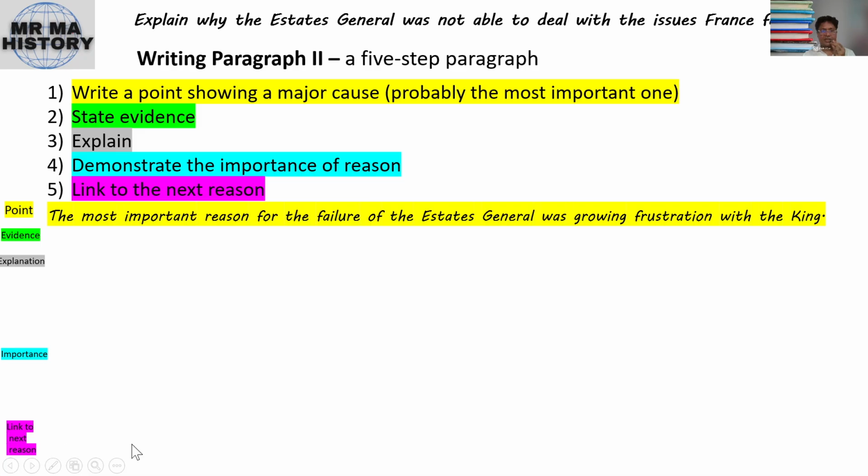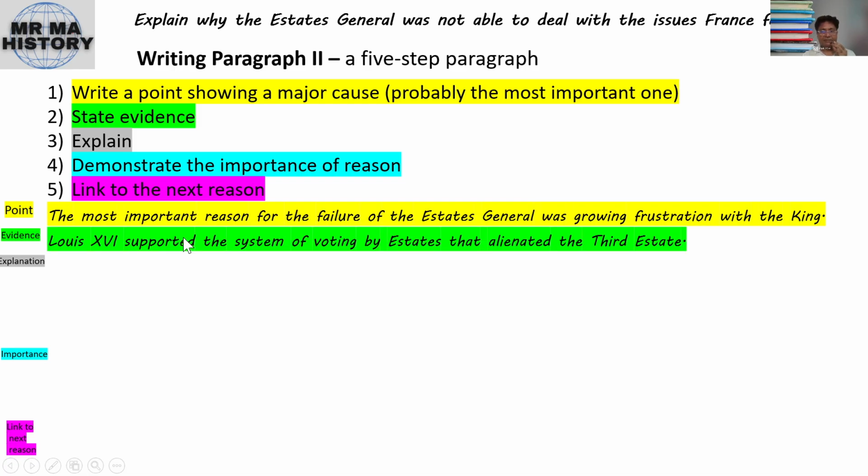As you can see, this yellow highlighted area shows the point, the first and most important reason. The most important reason for the failure of the Estates General was growing frustration with the king. So this is the reason, or the point. This represents the main idea of the paragraph, and at the same time it is the most important reason.